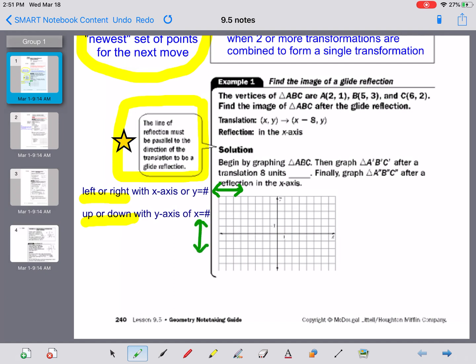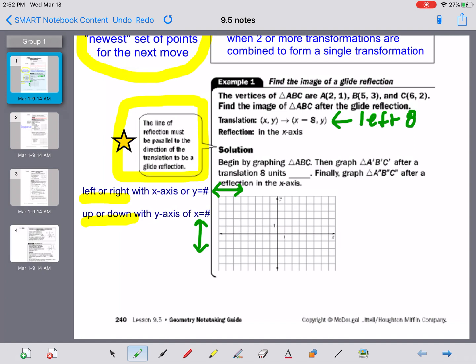So this first one, if you notice up here, we have x minus 8. If you recall this from chapter 4, this should move our graph to the left 8 because it's dealing with the x. Anything with x is left or right, anything with y is up or down.